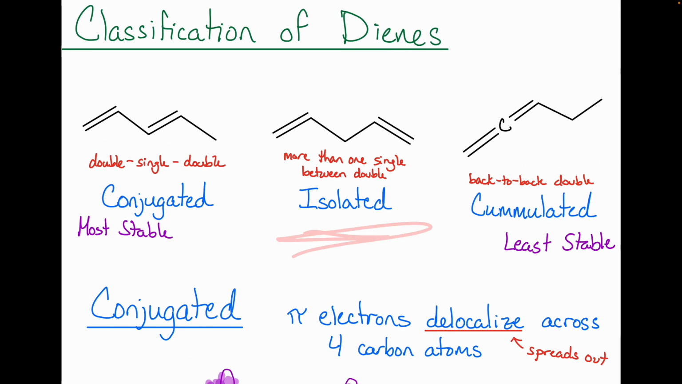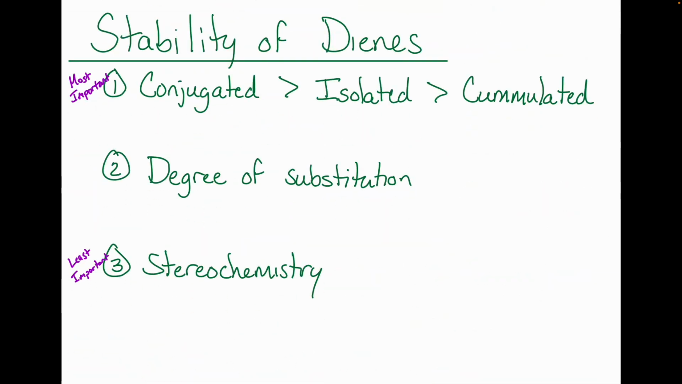Isolated are just kind of in the middle. And then if you force those double bonds back to back, that's the least stable of those three, right? And that's going to be the most important factor in determining the stability of the dienes, is that classification. Again, most stable being conjugated, least stable being cumulated.